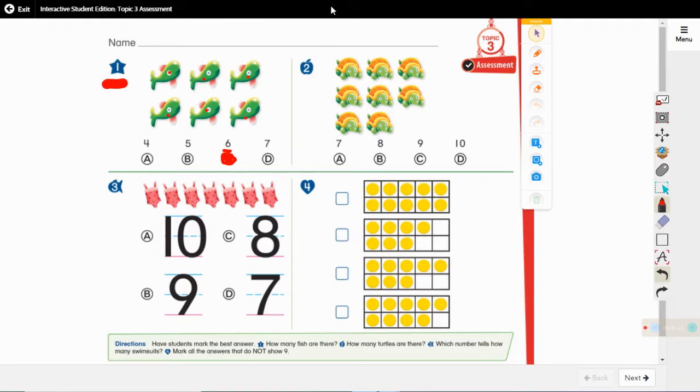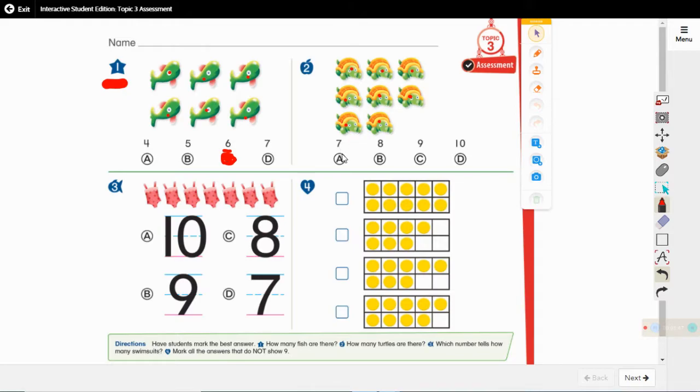Let's look at number 2. How many totals are there? Our possible answers are 7, 8, 9, or 10. We have to decide whether there's 7, 8, 9, or 10 totals. Ready? Let's count them. 1, 2, 3, 4, 5, 6, 7, 8. So how many totals were there?